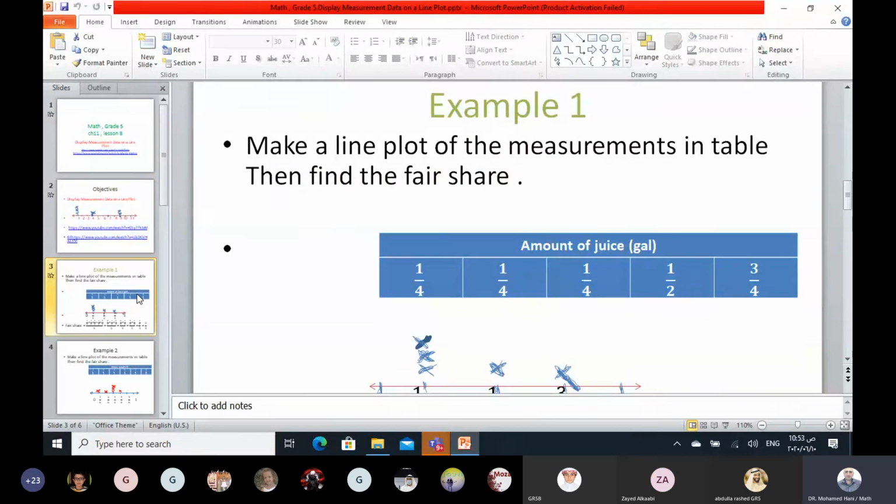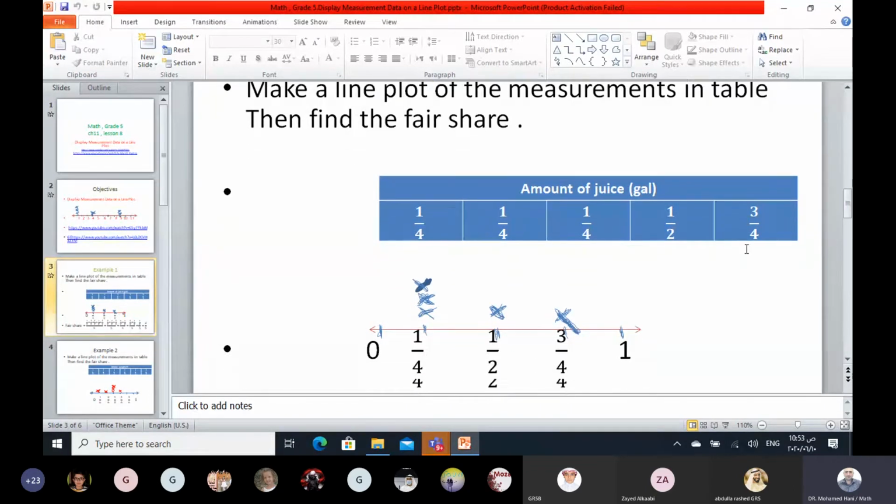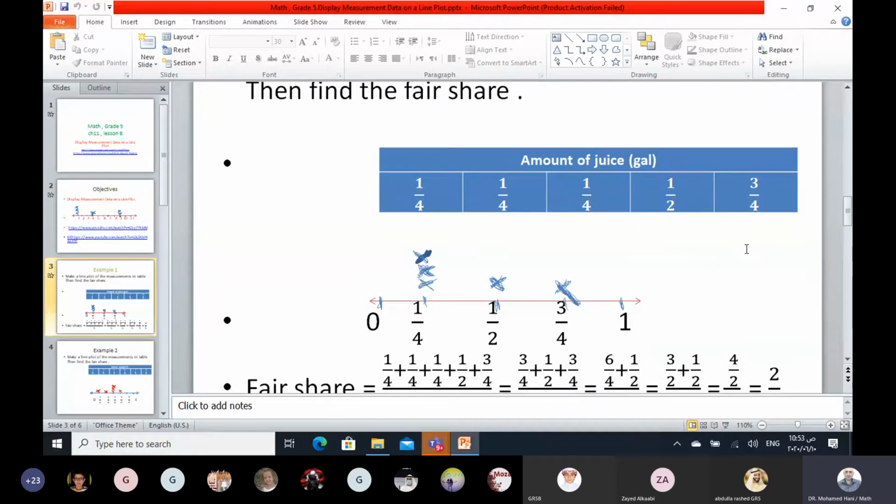So this is the meaning of the line plot. For example here, make a line plot of the measurement in the table, then find the fair share. In this table here, we have amount of juice by gallon. We have here 1/4, 1/4, 1/4, 1/2, 3/4. How to draw the line plot?